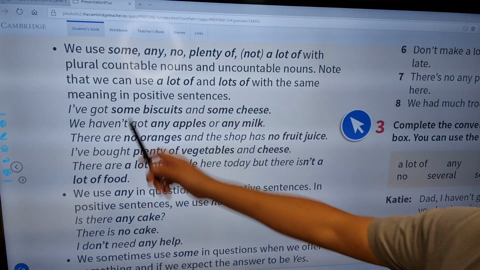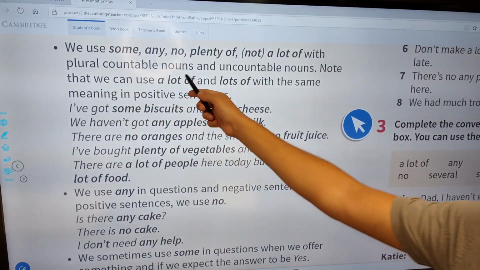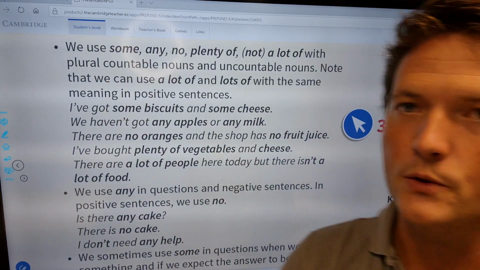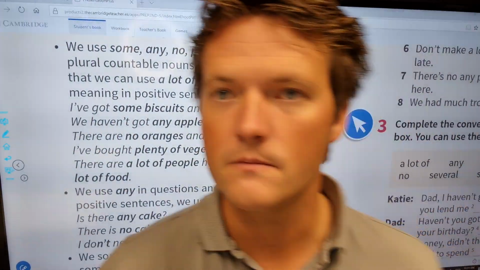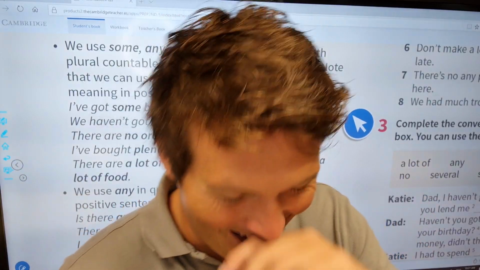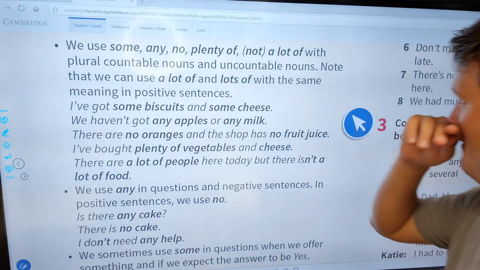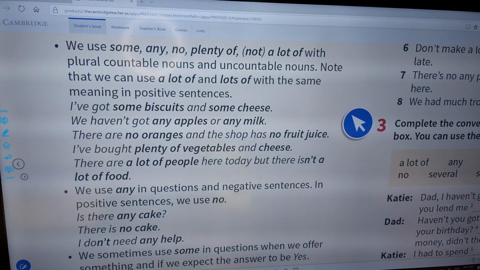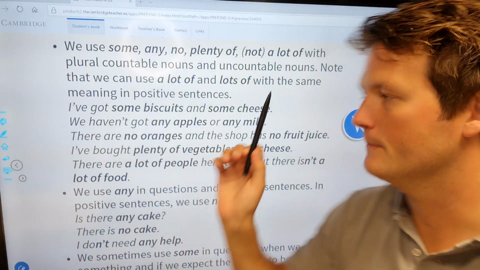We use some, any, no, plenty of, a lot of with plural countable nouns, right? So with things. And uncountable nouns. Stuff. Yeah, uncountable and countable, right? We can use all of these. Okay? So it says, careful.